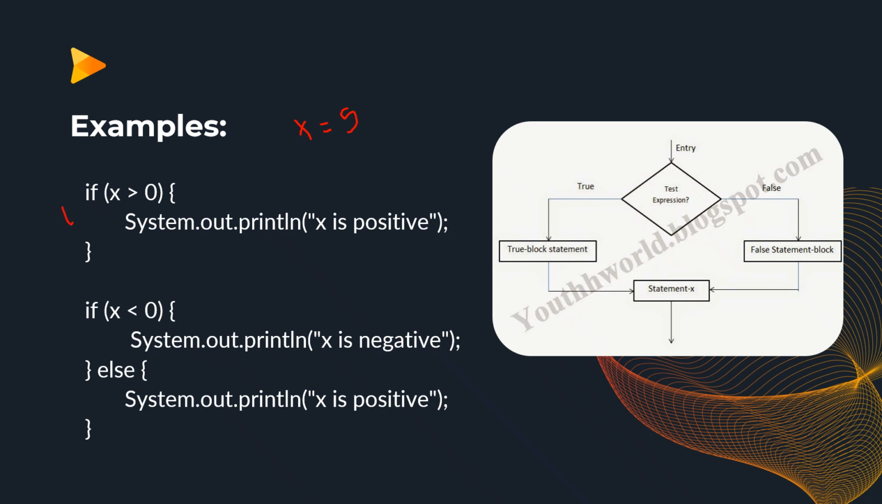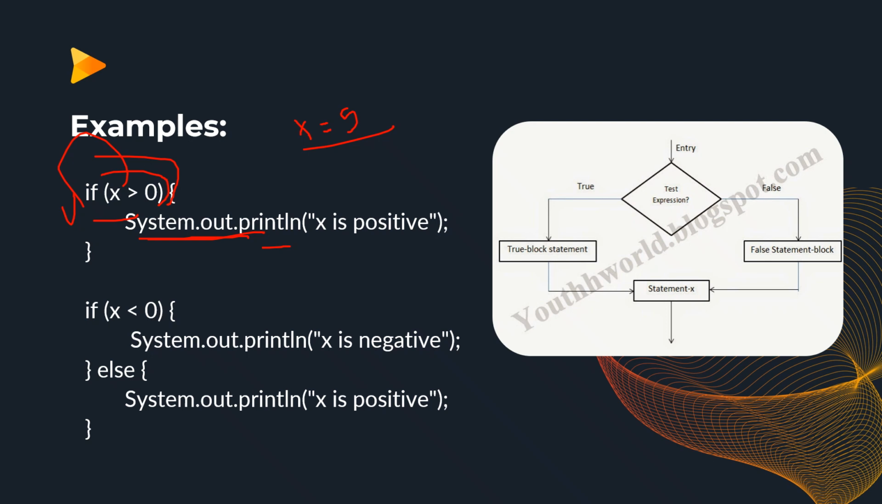We have used the if keyword, as we already saw in the syntax of the if else statement, and then we have given the condition x is greater than 0. Now check: the x value is 5, and is 5 greater than 0? Yes, of course. So it will return true, and when this condition is true, it will execute this code. We have given System.out.println, which is used to print anything on our console. We are going to print x is positive, because positive numbers are greater than 0 and negative numbers are less than 0.